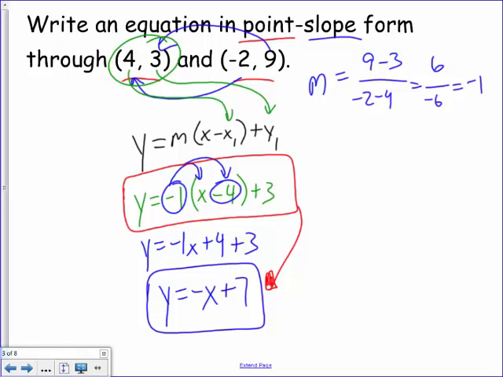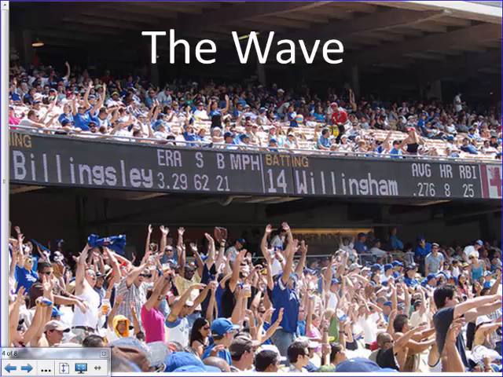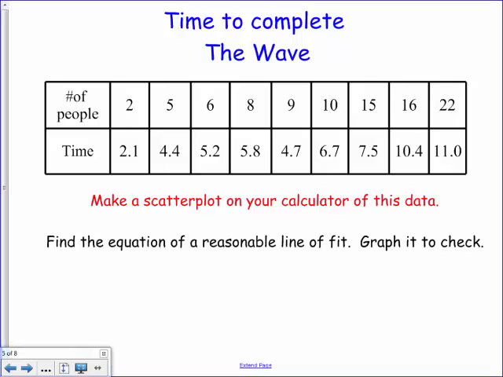Okay? So let's use this now, the wave. We all do the wave at sporting events, right? So I got some data on the wave here: the number of people and the time it takes to complete the wave. What we're going to do is make a scatter plot on our calculator, and then find an equation for the line of fit here.